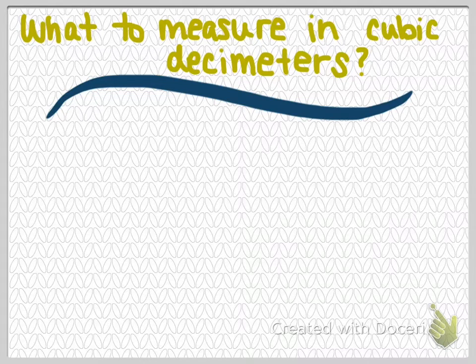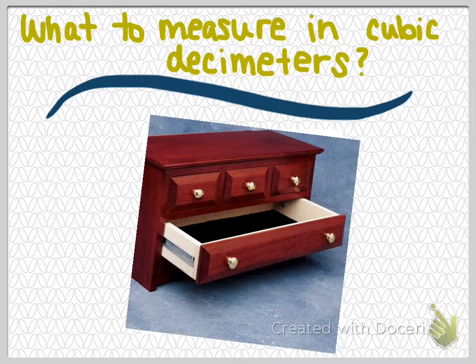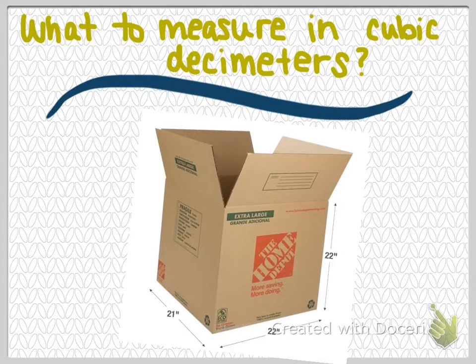Now that we know how big a cubic decimeter is, what objects in the real world have volumes that it would make sense to measure in cubic decimeters? We could probably measure something like a suitcase, a drawer, or a shipping box. We can measure items that are a lot larger than those for cubic centimeters, because a cubic decimeter is bigger than a cubic centimeter.